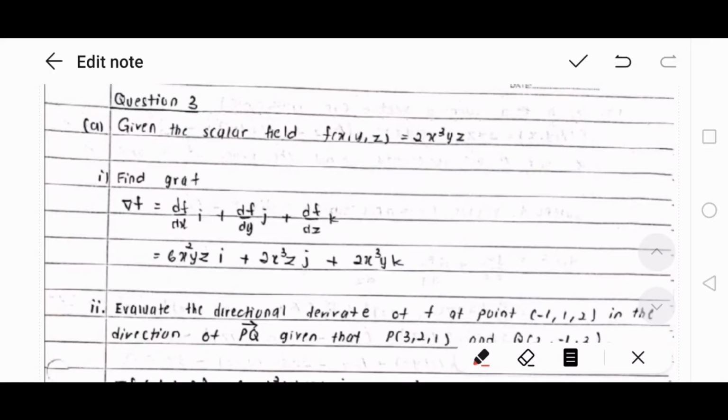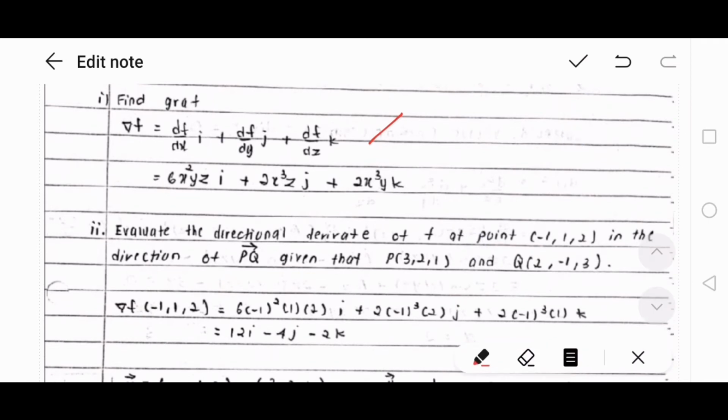For question 3a, given the scalar field f(x,y,z) equal to 2x cubed yz. First, we must find grad f. This is the formula for grad f, and then we get grad f as 6x squared yz i plus 2x cubed z j plus 2x cubed y k.